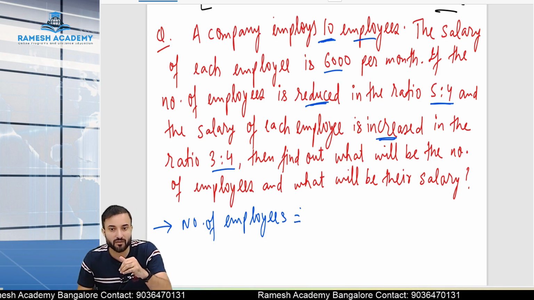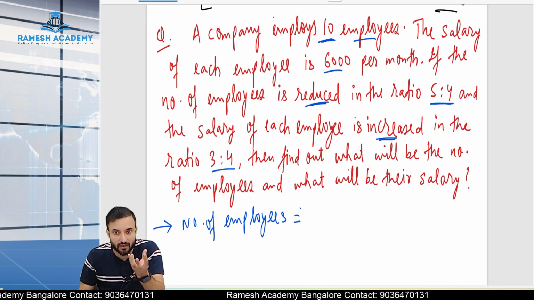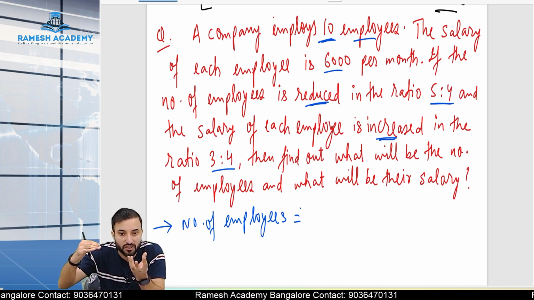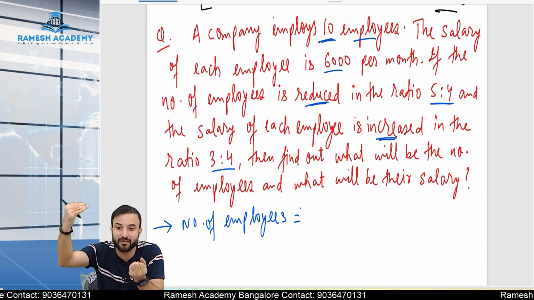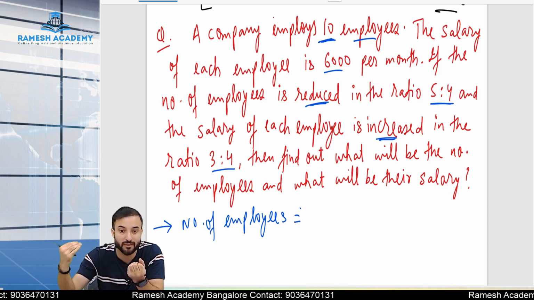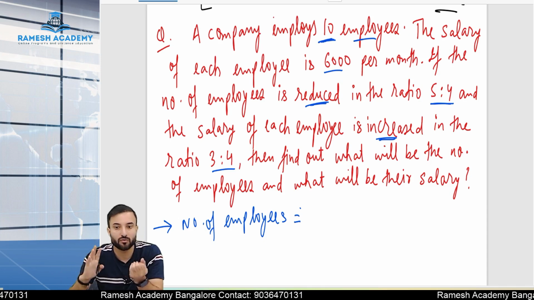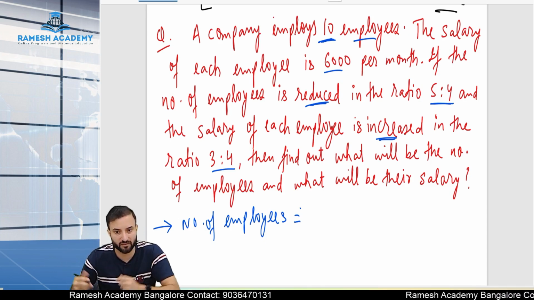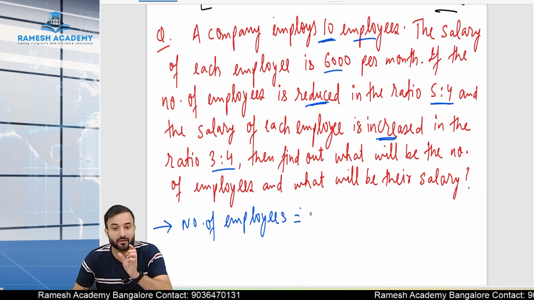And salary, what is given? Salary was 6,000 and the salary of each employee is increased, means the quantity is increased in the ratio A:B, means 3:4. So you have to find the new salary. That's it. So for the number of employees we will write the original value.